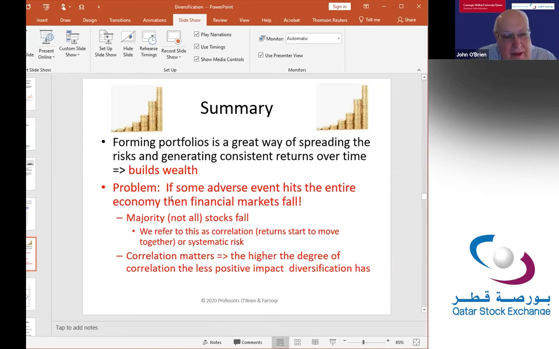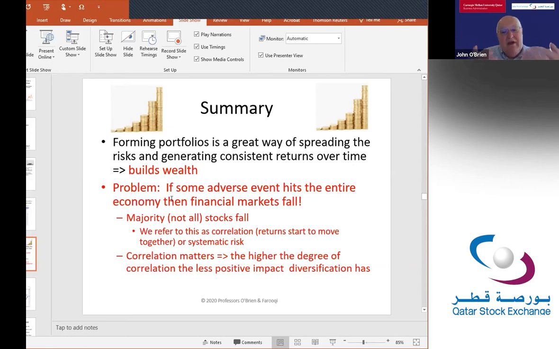So the previous diversification slide I put up doesn't tell you the whole story, because correlation matters. We have to take into account that there are these different sources of risk. One is unsystematic and one is systematic. And the higher the degree of correlation, the less positive impact diversification has. So in other words, the enemy of diversification is correlation or systematic risk.